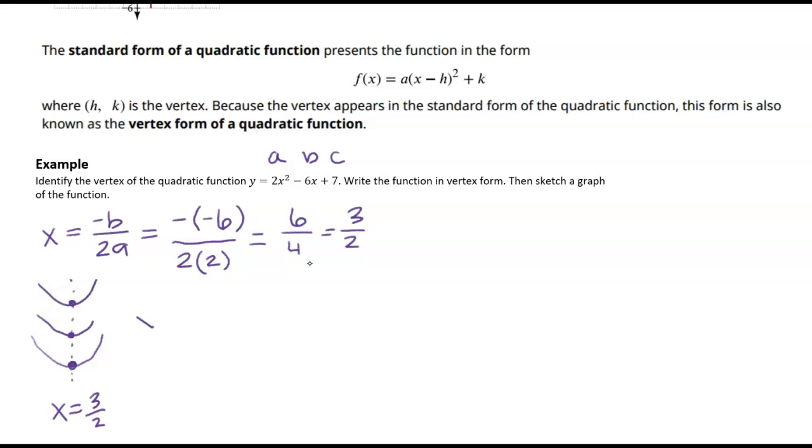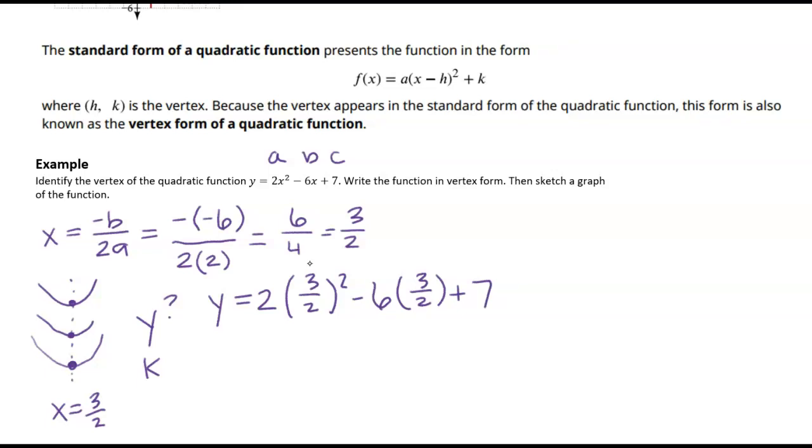I just need to know what the y value is or what the k value is in order to figure out the full vertex point or location. So I'm going to plug that in. Plugging the x value in to my quadratic equation. And then I can find the y value or the output on that function when x is equal to 3 over 2.